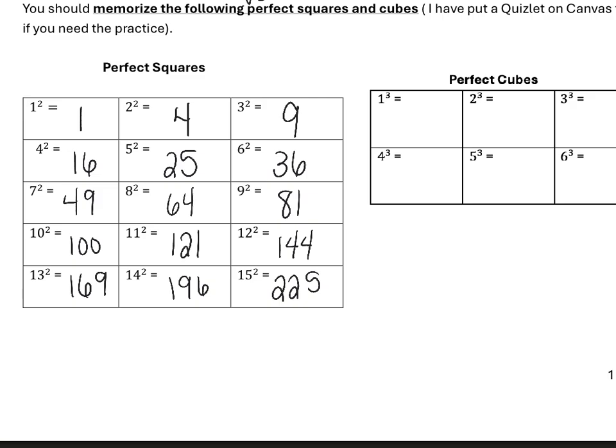Okay, I made a Quizlet for you. I posted it on Canvas. So I'll have you do that when we start our homework. Okay? Because I may give you a quiz. I haven't decided if I'm going to do that yet, just to make you memorize these.